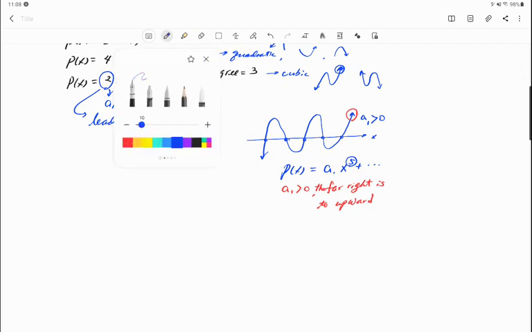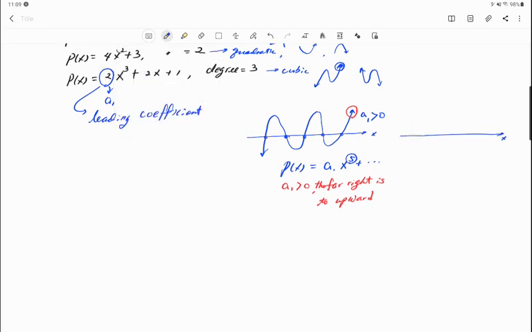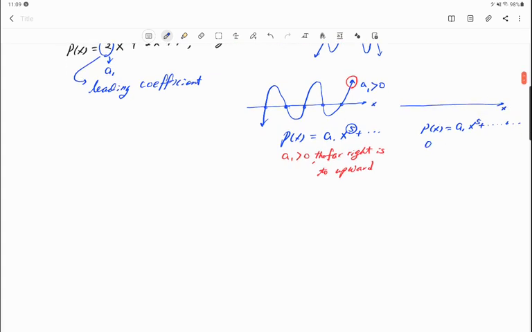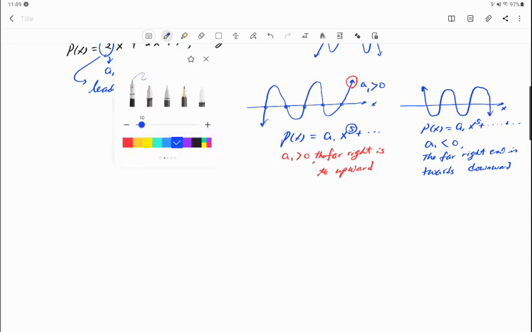All right. How about if a1 is less than 0, a negative number? Let's say the same polynomial, a1 times x to the 5th power plus blah blah blah. Since the leading coefficient is negative, the far right end is towards the downward. So it looks like this: 1, 2, 3, 4, 5. Can you see it? The degree 5 has at most 5 x-intercepts.